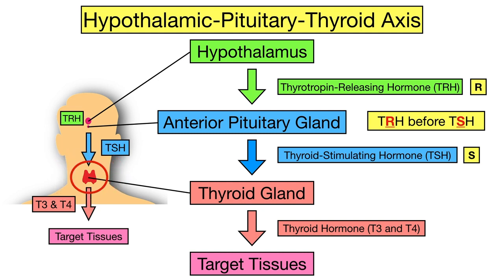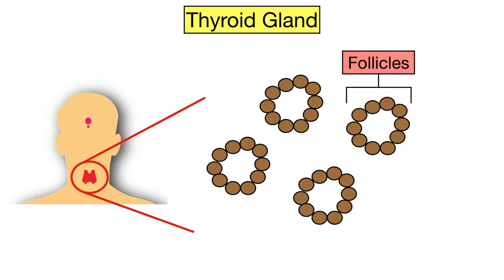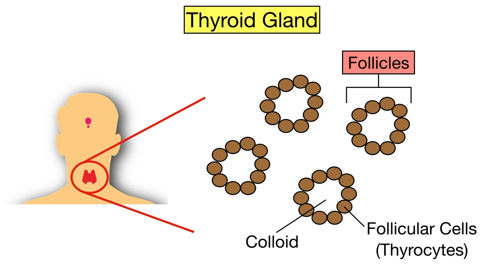Now that we understand the hypothalamus and anterior pituitary gland, let's take a closer look at how thyroid hormone is synthesized in the thyroid gland. Here you can see we have zoomed in on the thyroid gland. The thyroid gland is made up of follicles, which are the structural and functional units of the thyroid. The follicles are lined by follicular cells, which are also known as thyrocytes, and the lumen or center of the follicle is filled with a substance called the colloid.